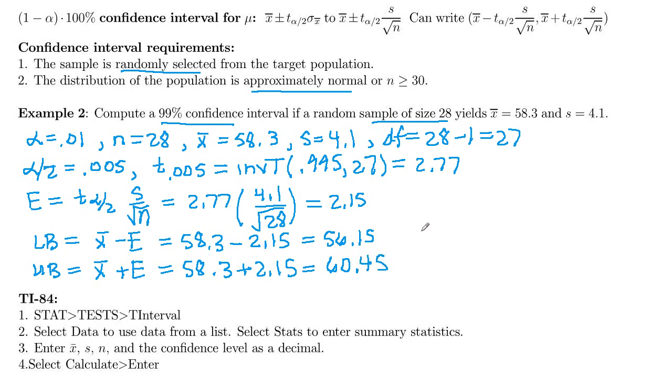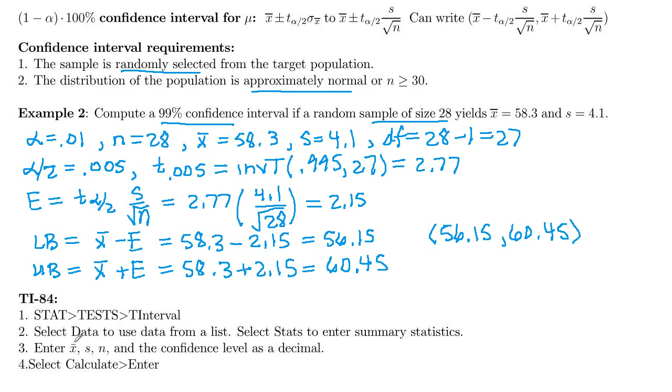So our 99% confidence interval is going to be 56.15 to 60.45. And our interpretation is that we are 99% confident that our population mean is between 56.15 and 60.45.